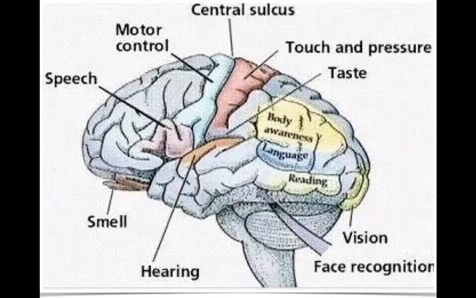Each lobe has its corresponding associated functions. The frontal lobe is where we would find the center for motor control, as well as for motor speech. Touch and pressure sensation, as well as taste, is located in the parietal lobe. The hearing center is found in the temporal lobe, and finally, the visual center is found in the occipital lobe. So again, just like what I have mentioned earlier, we will discuss more of these centers as we discuss the cerebral cortex in greater detail in the coming weeks.